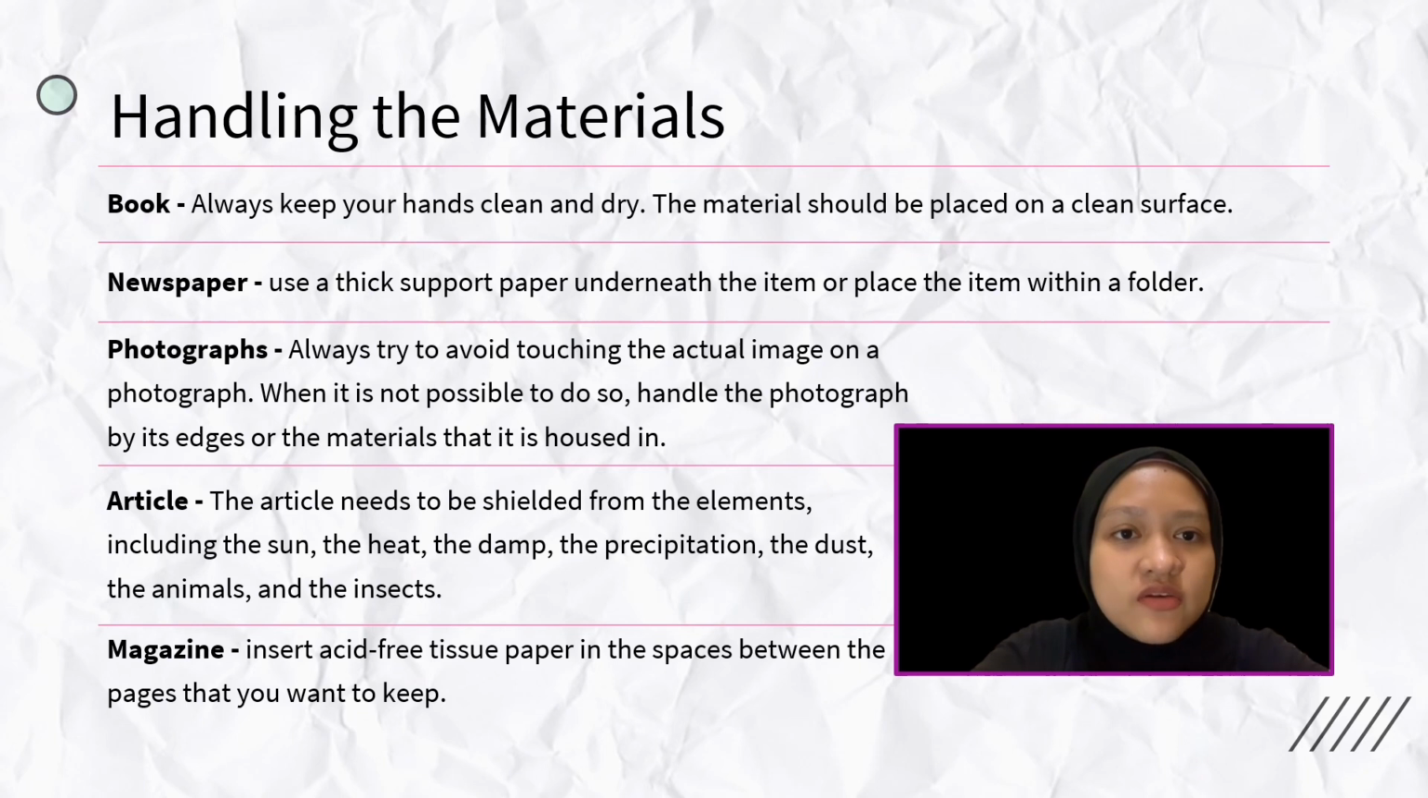Handling the materials. Firstly, for books, always keep your hands clean and dry. The material should be placed on a clear surface. For newspapers, use a thick support paper underneath the item or place the item within a folder. For photographs, always try to avoid touching the actual image. When it is not possible to do so, handle the photograph by its edge or the material that it is housed in. The articles need to be shielded from the elements including the sun, heat, damp, precipitation, dust, animals, and insects. For magazines, insert acid-free tissue paper in the spaces between the pages that you want to keep.